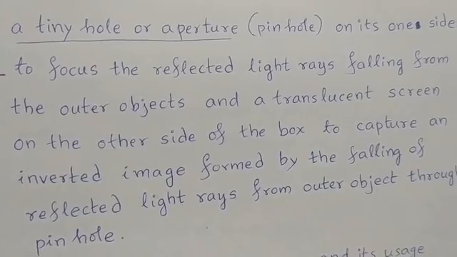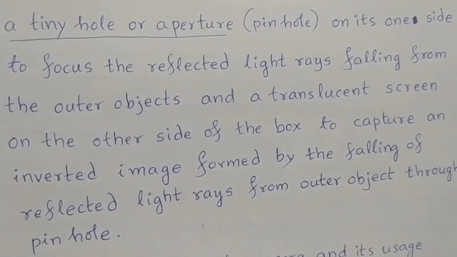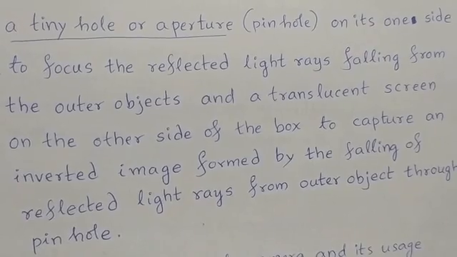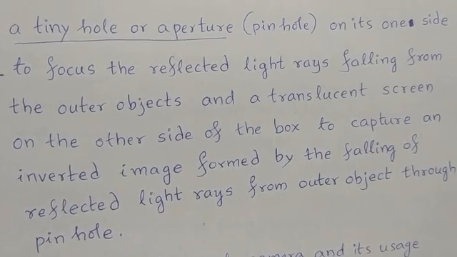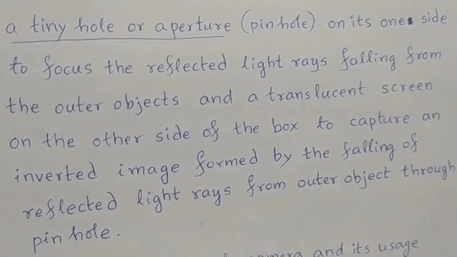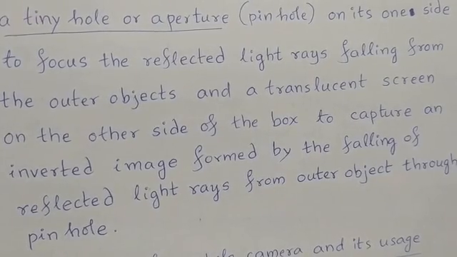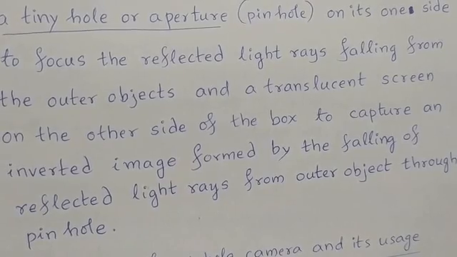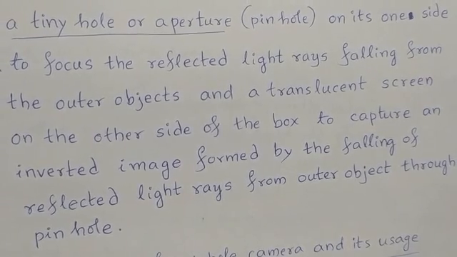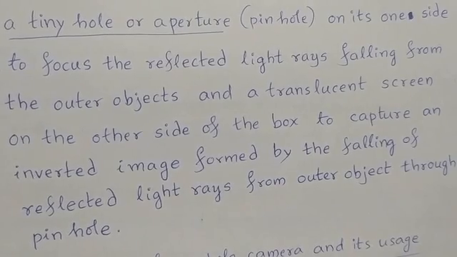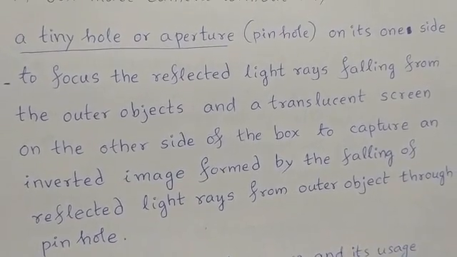As the reflected light rays are focused through pinhole, they fall on the translucent screen that is present on the other side of the pinhole camera. As the reflected light rays fall on the translucent screen, an inverted image is formed on the translucent screen. Inverted image of what? Inverted image of outer objects.